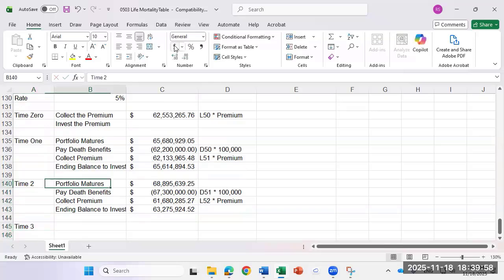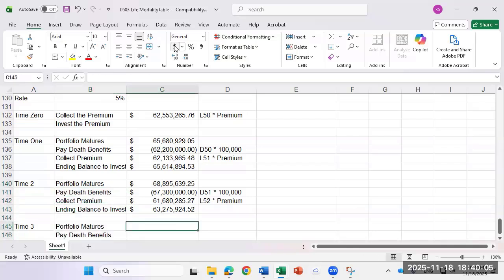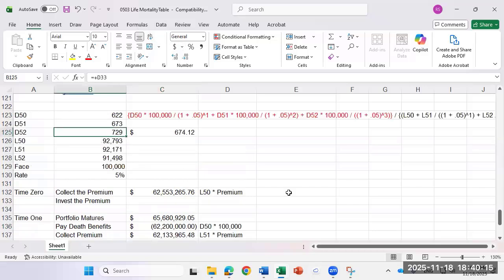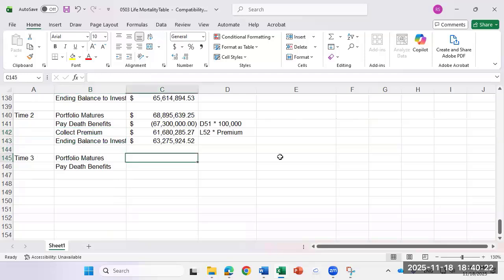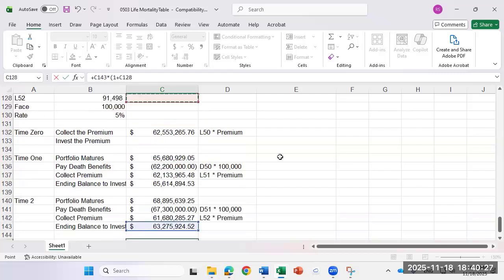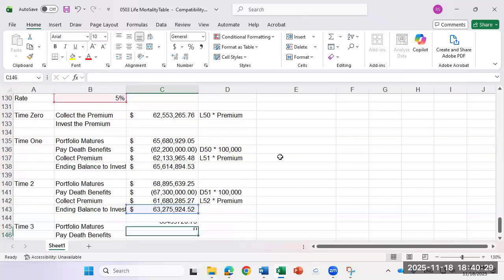Then we come to time 3. We can't just copy it down this time because we're not going to collect a premium, but we can copy the first two down. And how do you know you've done it right? Well, when this portfolio matures at the end of time 3, it better be a very, very round number. In fact, you should be able to calculate it in your mind. It should be 729 with a bunch of zeros after it. But let's see if I did it right. You take the ending portfolio times 1 plus our rate, and it doesn't look like a round number, so I did something wrong.